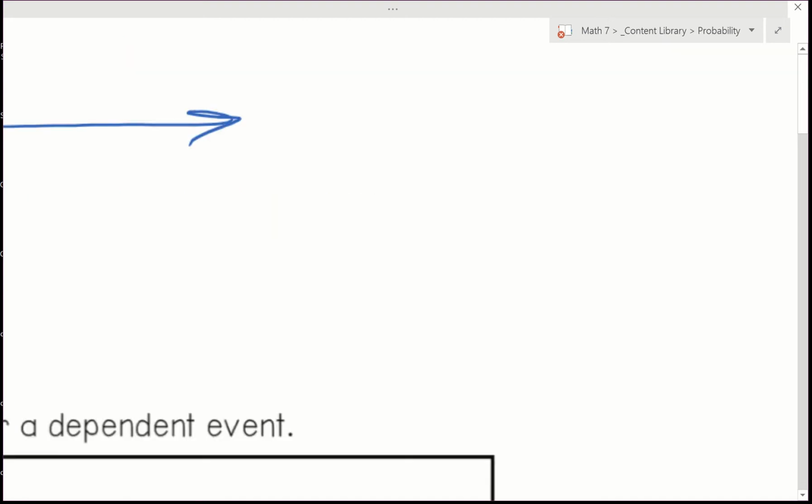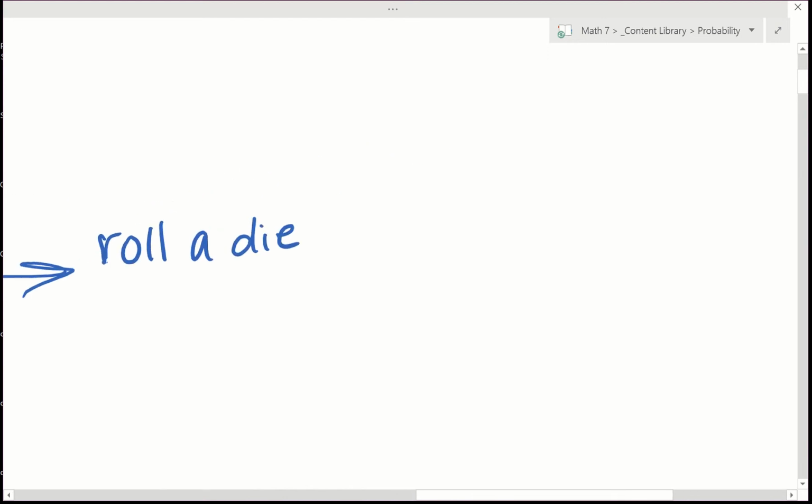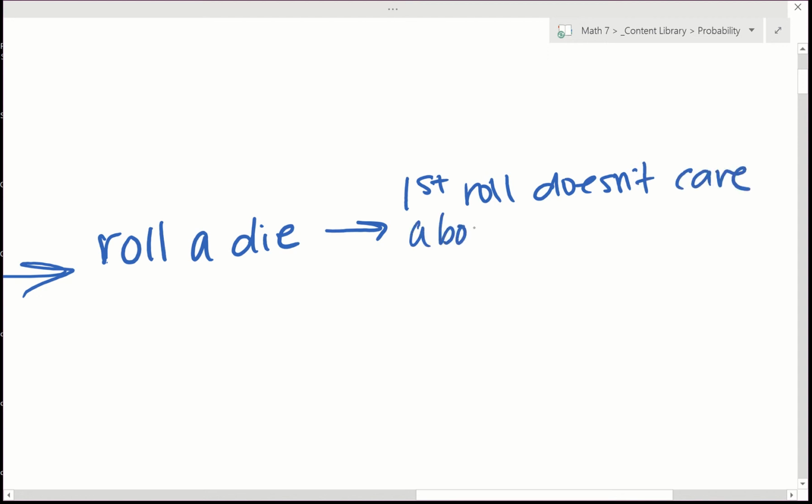Okay, so if we think about independent events that do not depend on each other, for example, that would be like rolling a die. When we roll a die, each roll does not depend on each other. So the first roll doesn't care about the second roll. And the second roll doesn't care what you got on the first roll, because you're not changing the die.